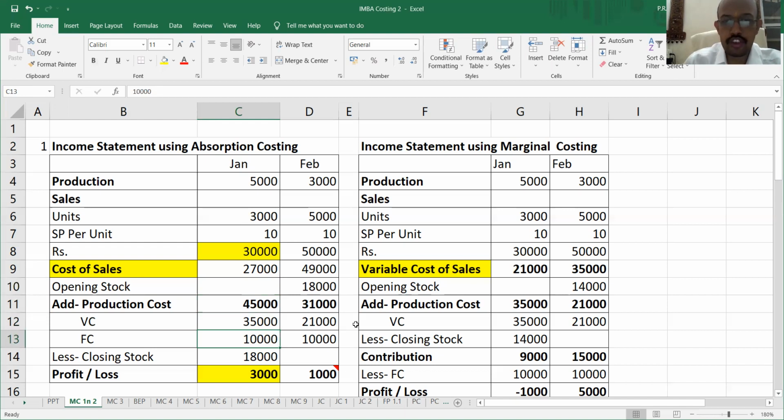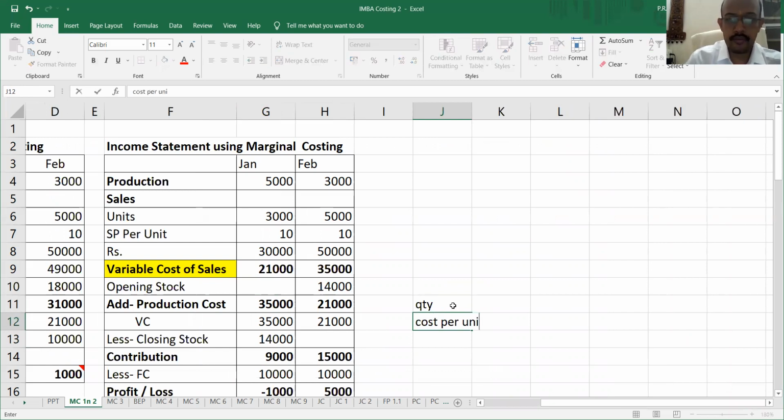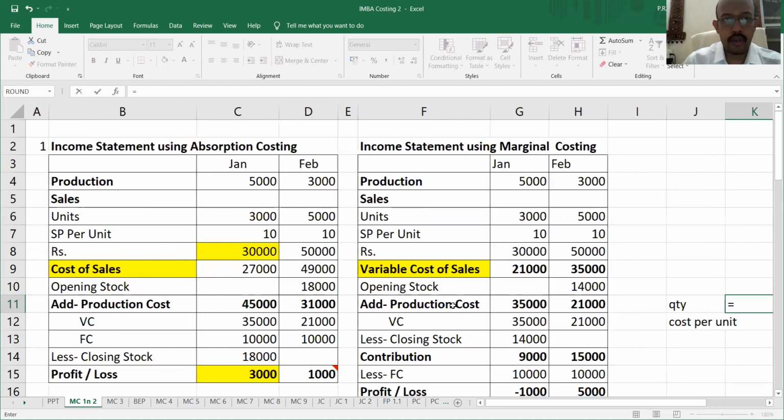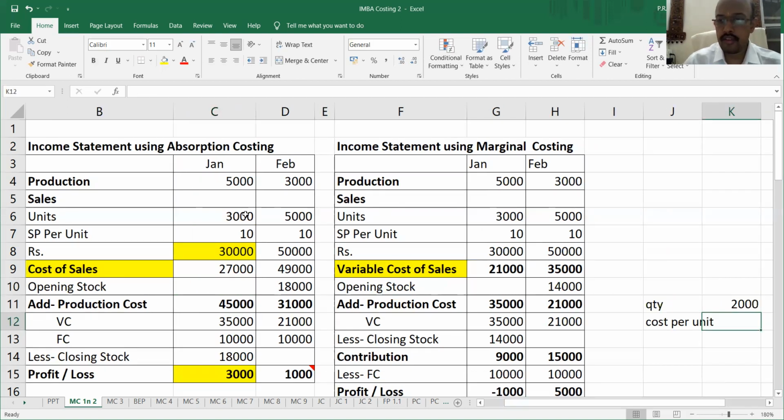Now we have a closing stock. How do you get a closing stock? Let us understand that. The formula for closing stock is the quantity that remains times the cost per unit. What is the quantity that remains here? We know that we had produced 5,000 units, out of which we sold 3,000 units. So what remains is 2,000 units as a closing stock.